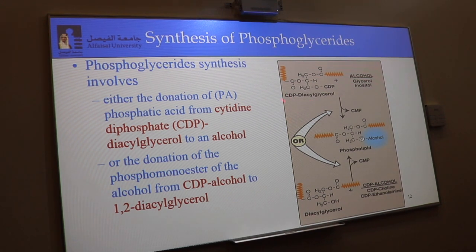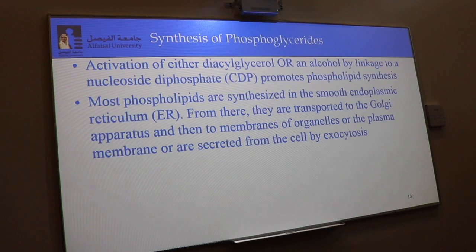Okay, great. This is a carrier. So the components of phosphoglyceride are diacylglycerol and an alcohol plus a phosphate, right? So you carry the diacylglycerol on a CDP and then you add the alcohol. This is one way. Or you can carry the alcohol on a CDP and then you add diacylglycerol and you form the phosphoglyceride. So don't worry about this slide.